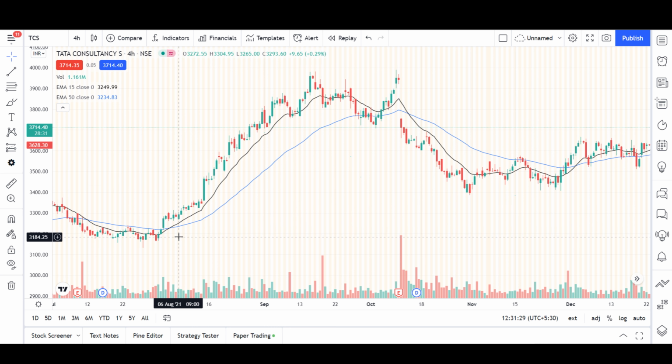So a stop loss is pretty simple. When the candlesticks start to form below the 50 EMA, the larger EMA, it indicates that the stock might take a bearish trend.